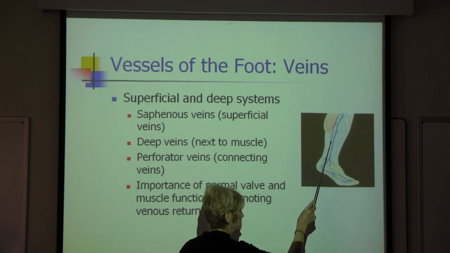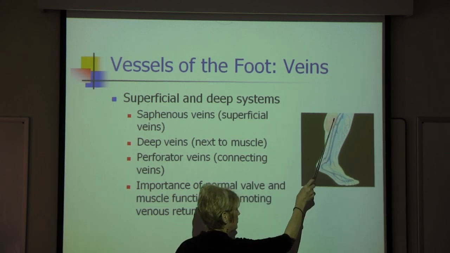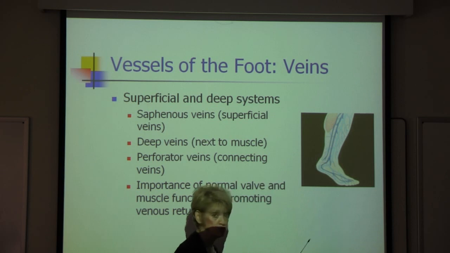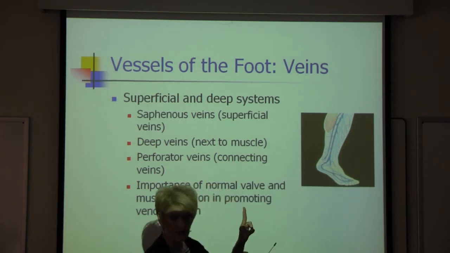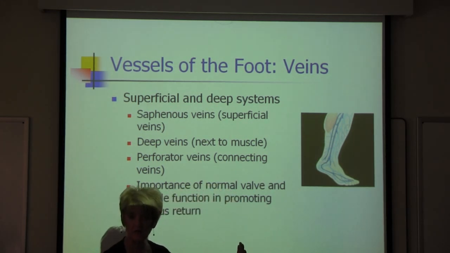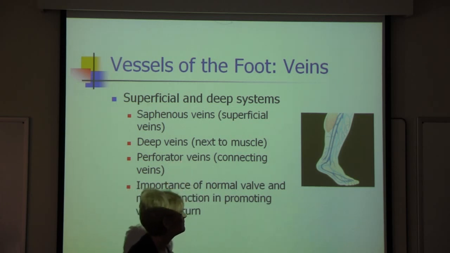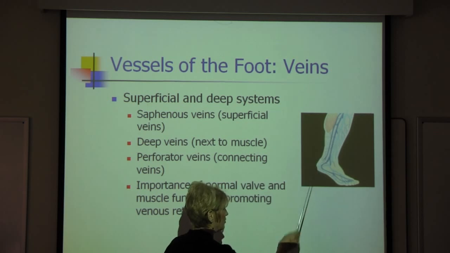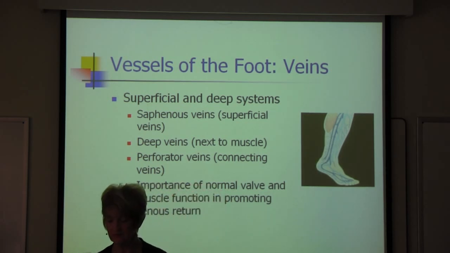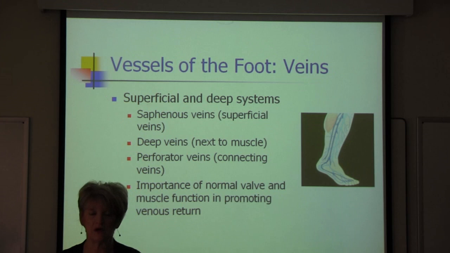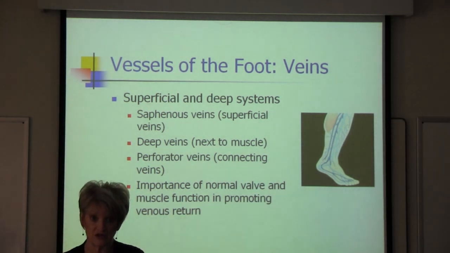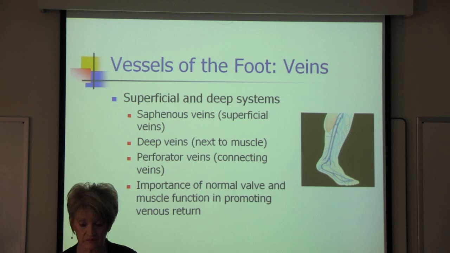Then you have the deep veins. They're in dark blue. They are located immediately adjacent to the calf muscle. Whenever the calf muscle contracts, it compresses the deep veins and propels the blood back to the heart. Then you have connecting veins known as perforator veins. So the normal pattern of flow is the superficial veins drain the blood from the soft tissues, shunt the blood through the perforators to the deep veins, and then the deep veins send the blood back to the heart.